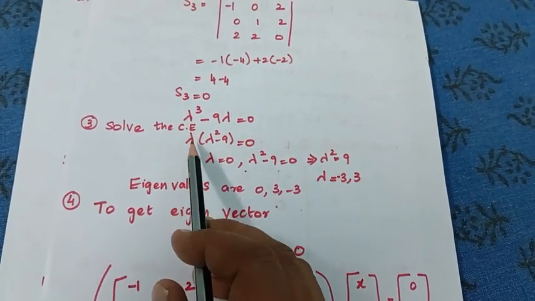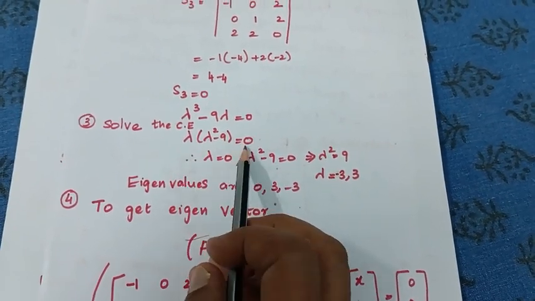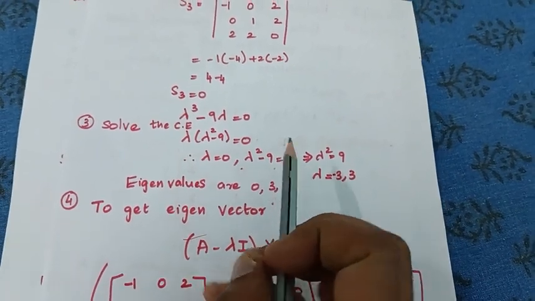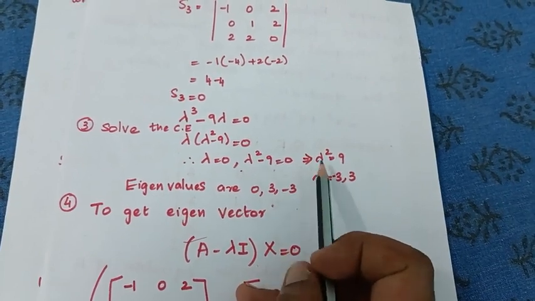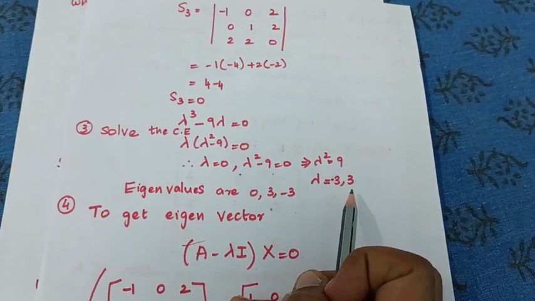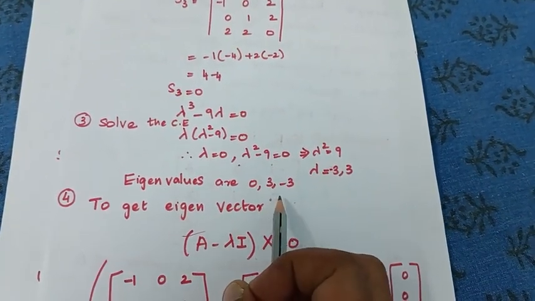So here we are taking lambda as a common factor. So lambda times (lambda square minus 9) is equal to 0. So lambda is 0, and lambda square minus 9 is also equal to 0. So lambda square is equal to 9. If you take the square root, it will be plus or minus 3. So lambda is equal to minus 3, plus 3, and here it's 0. So the eigenvalues are 0, 3, minus 3.